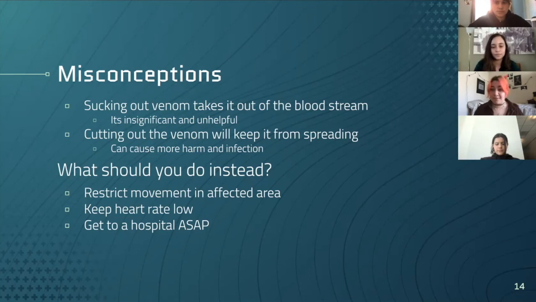If you ever get bitten by a snake, what you should do instead is to make sure to restrict the amount of movement that you have in the affected area. Keep your heart rate low and stay as calm as you possibly can, and get to a hospital as soon as possible so that they can inject an antivenom in you.